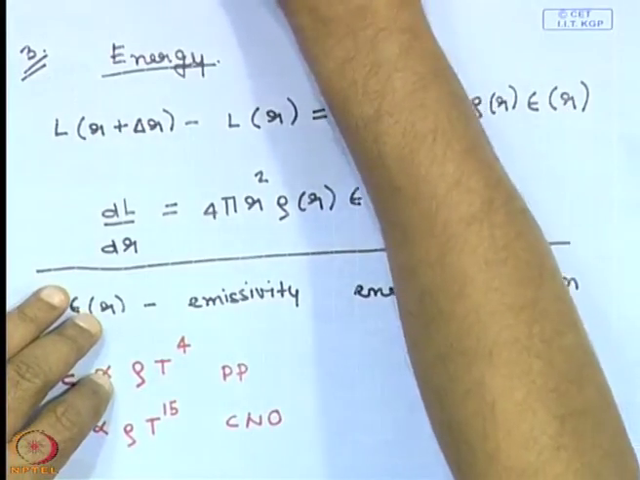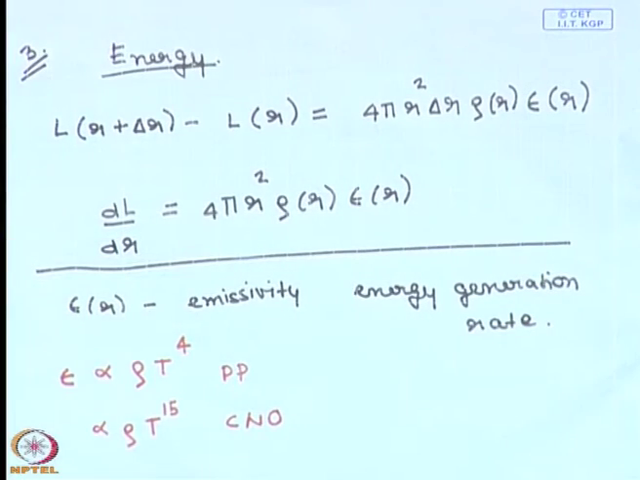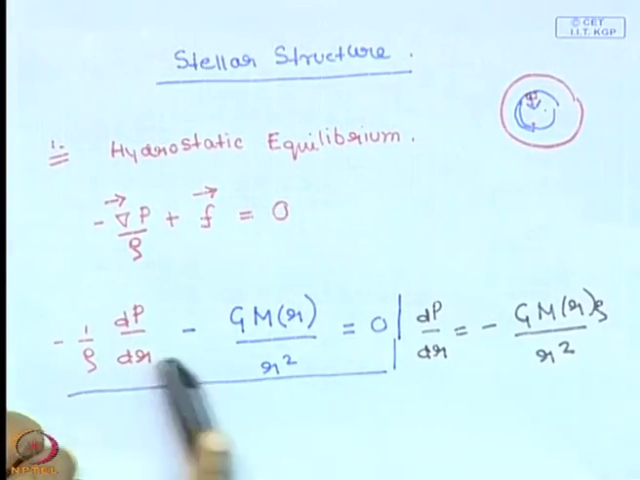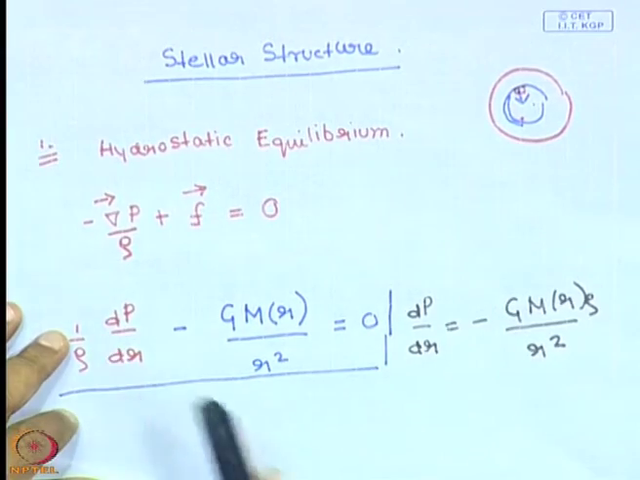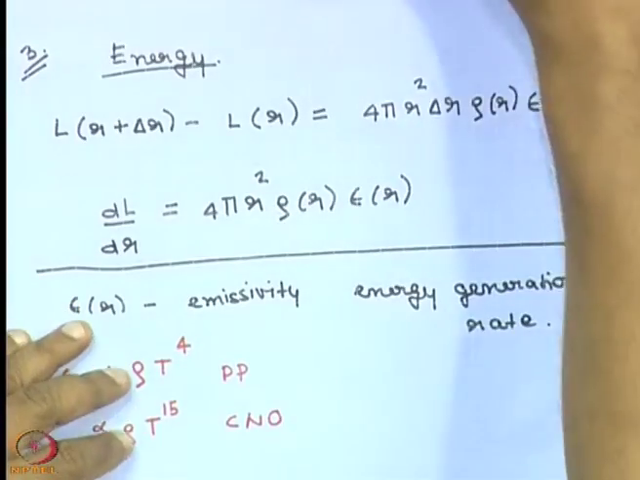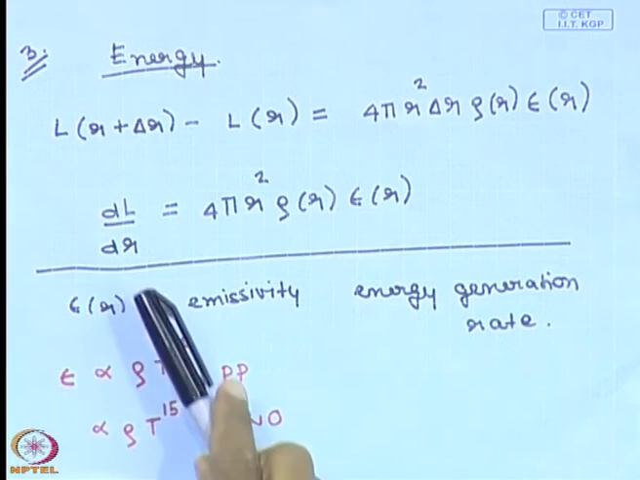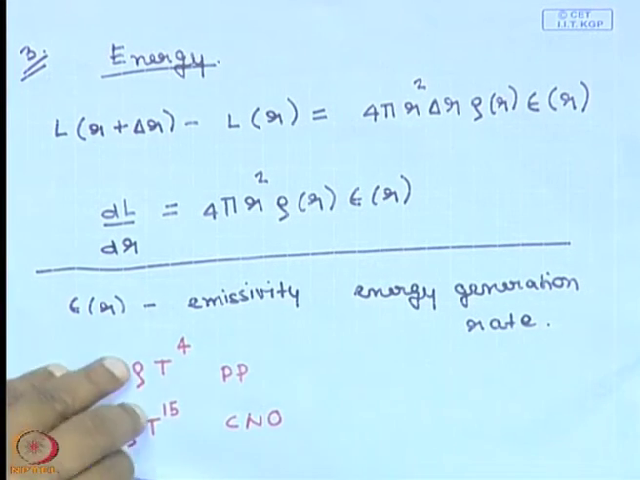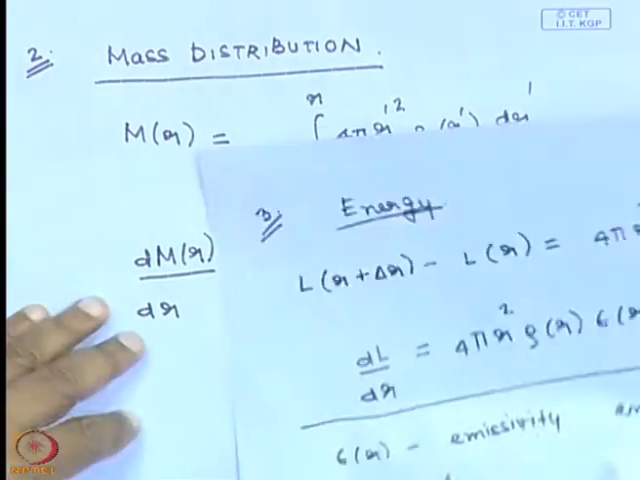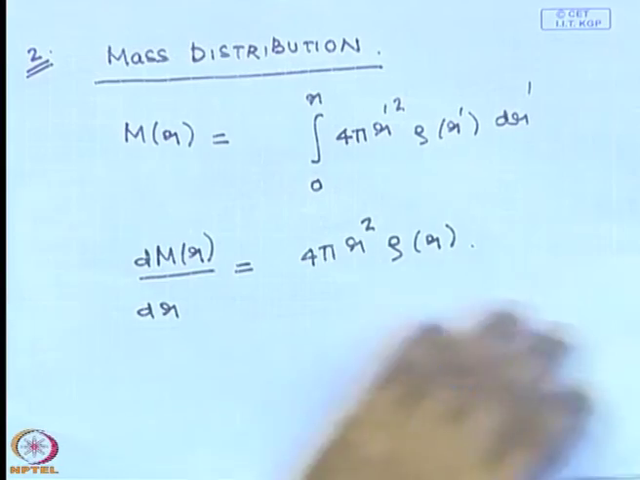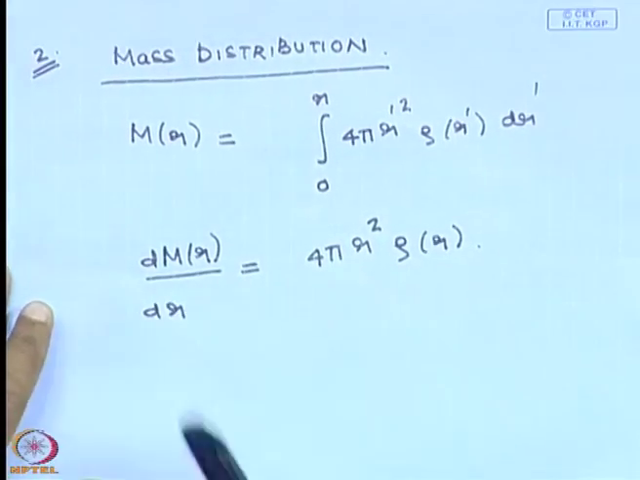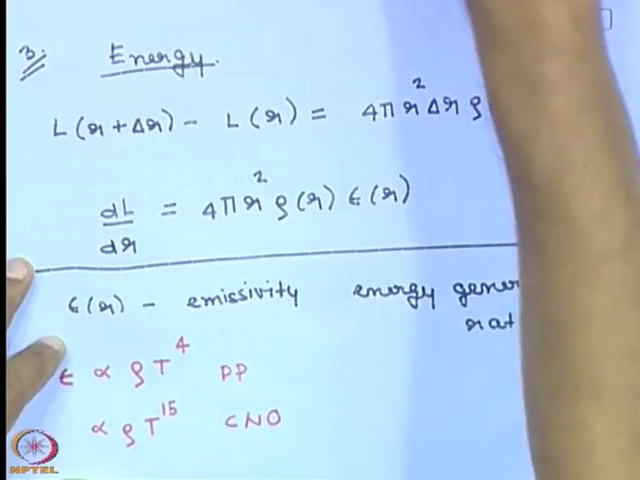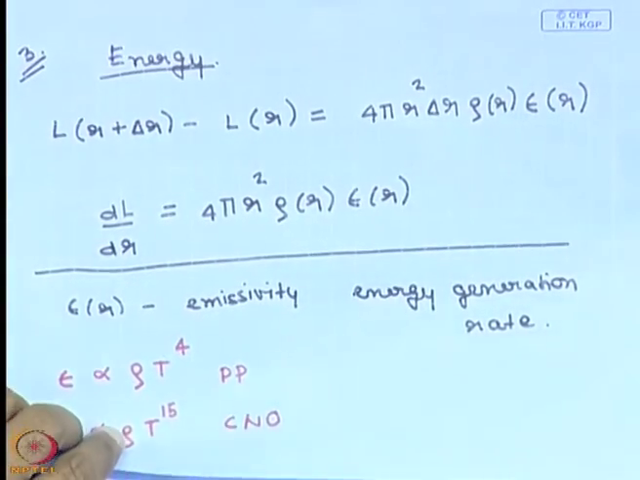So, the first equation tells us how the pressure changes as we go along the radius of the star. The second equation tells us how the mass changes as we go along the radius of the sun. The third equation tells us how the luminosity changes as we go along the radius of the sun.